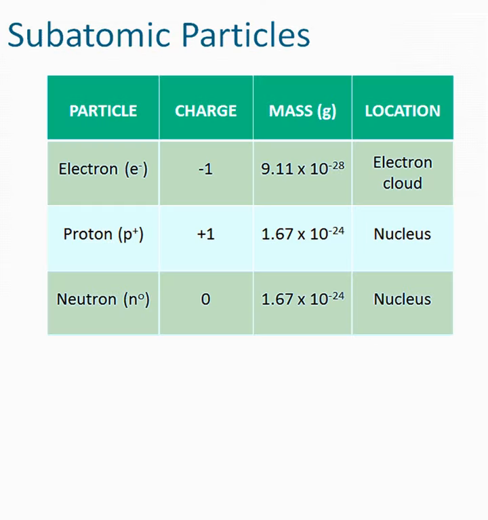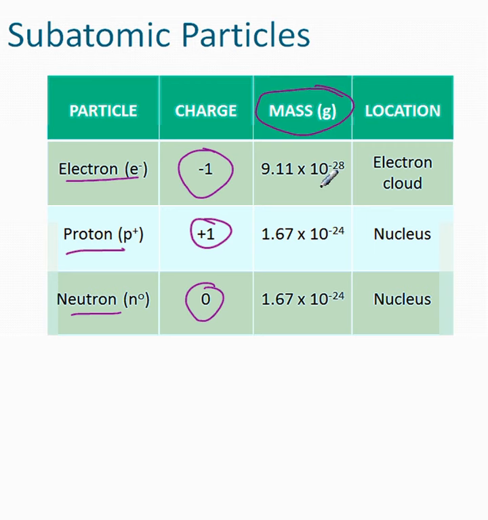Subatomic particles, there's three of them. I just kind of showed you: electron, proton, and neutron. The electron has a -1 charge, the proton has a charge of +1, the neutron has a charge of 0. These are the actual masses in the laboratory, but in chemistry we use relative masses. So the relative mass of an electron is pretty much 0 because it's still pretty small. The proton and neutron each have a relative mass, or atomic mass unit, of 1.